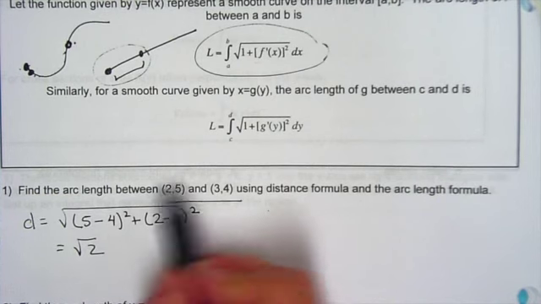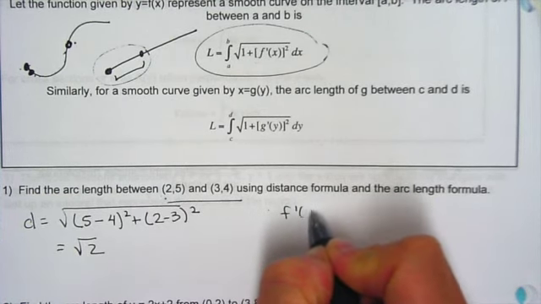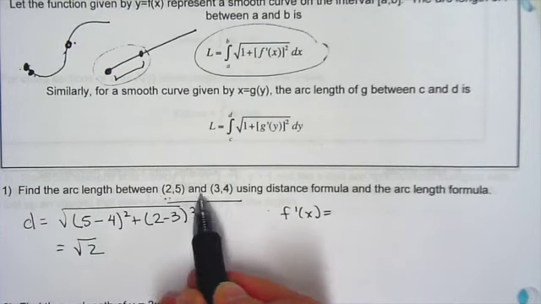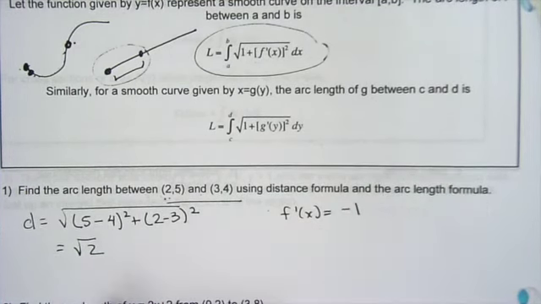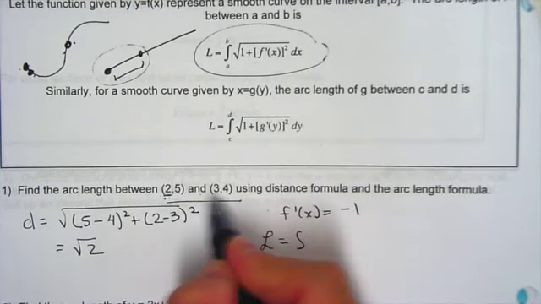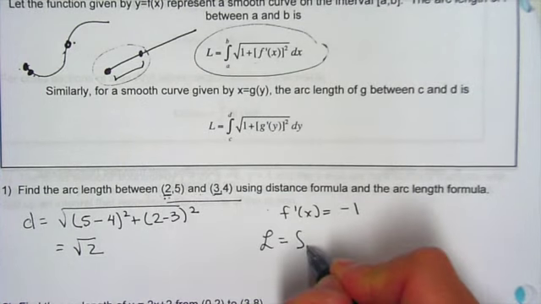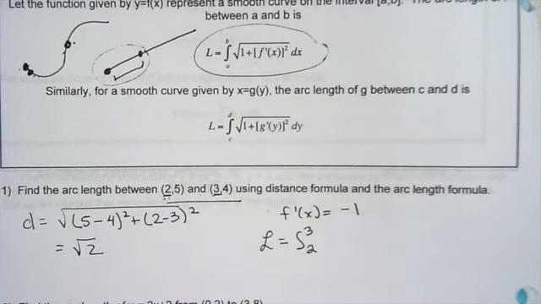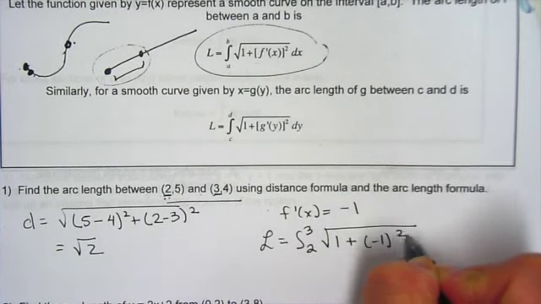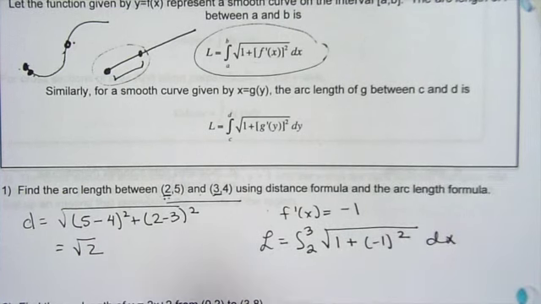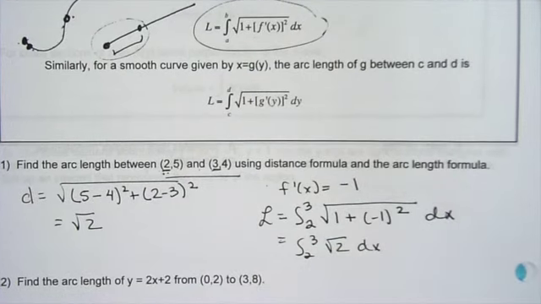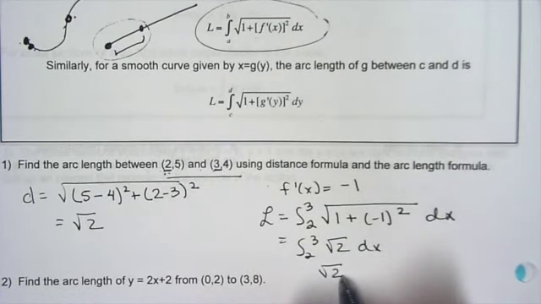So if this is a straight line, your f prime is just really the slope of this line, which is 5 minus 4 over 2 minus 3, which happens to be negative 1. So using this formula, it says the arc length is going to be, I'm going to use my x-coordinates. I'm going to add up all the distances from 2 to 3, square root of 1 plus my derivative squared. And notice this is going to give me 2 to 3, square root of 2. The antiderivative of square root of 2 is square root of 2x.